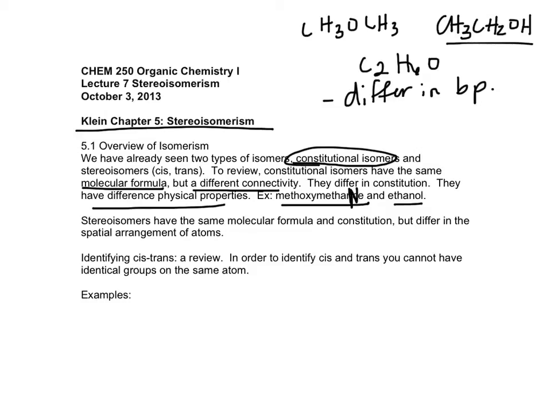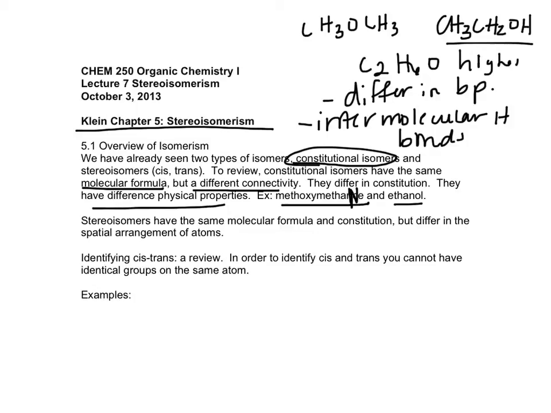The reason why ethanol is going to have a higher boiling point is because you can have intermolecular H bonds, hydrogen bonds. So it's going to have a higher boiling point compared to the ether.